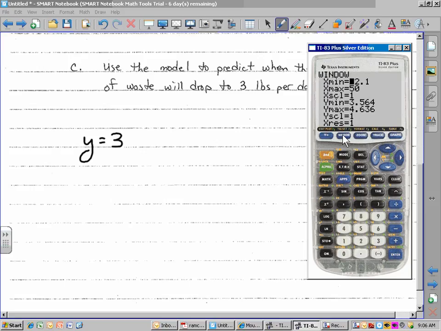I'm going to hit the window and make sure that we are able to see that. Right now we're not. I'm going to make my y min 0, the y max 4.5. That's fine. So let's hit graph. Okay, there's my line at 3. Actually, let me change the window to 2. That way it's easier to see this. Right here's my line at 3. Here's my equation up here. Is our equation ever going to hit 3 pounds? The answer is no.